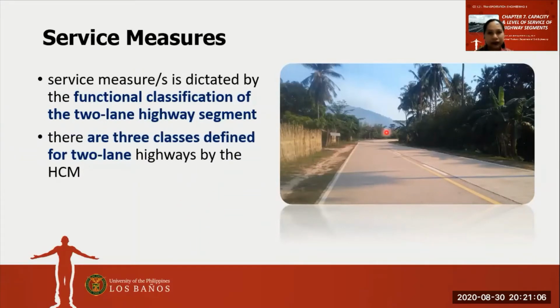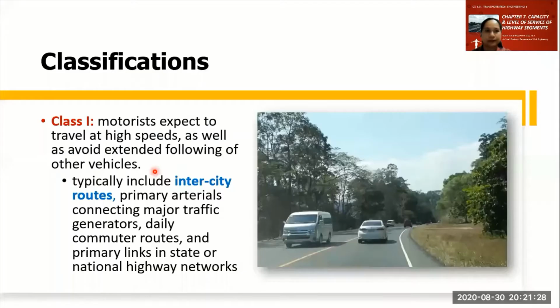For a two-lane highway, as you can see here, the service measure is dictated by the functional classification of a two-lane highway segment. According to the Highway Capacity Manual, there are three classes defined for two-lane highways, and let's see this in the next slides. So we have Class 1, Class 2, and Class 3. What is the characteristic of Class 1?